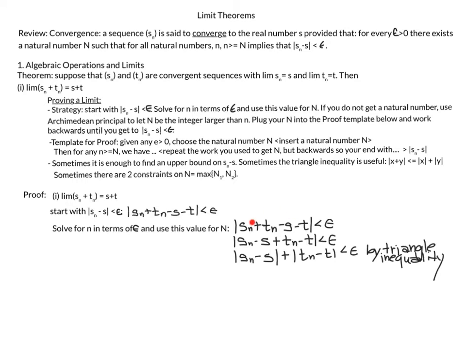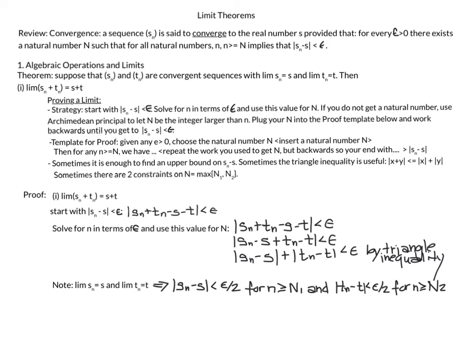I can move my s terms together and my t terms together because I want to be able to look at them separately. Using the triangle inequality, I can say that the absolute value of Sn minus s plus the absolute value of Tn minus t is less than epsilon. Again, I'm using the triangle inequality, which is written right here for your reference. And now I can look at each of these separately.